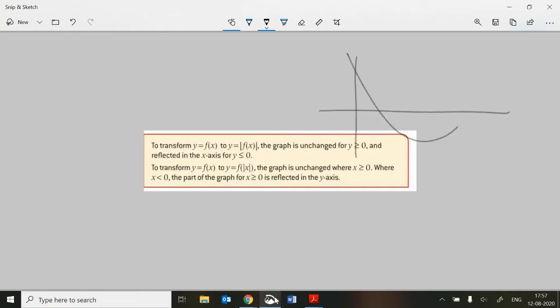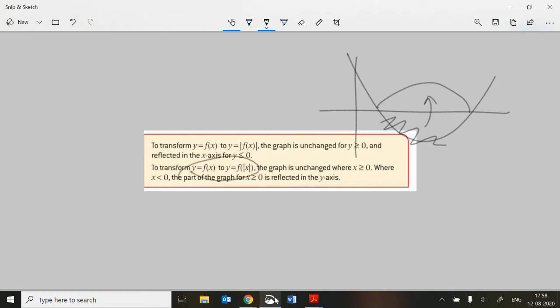So if we take the modulus of this function, this is good because it gives you positive answers. This is not good, so we'll need to replace that by this thing here. Okay, and this is good again. And that's essentially what it's saying here. It says the graph is unchanged for when y is greater than or equal to 0. That's y equals 0. And it's reflected in the x-axis for the other parts, which is exactly what I've done here.